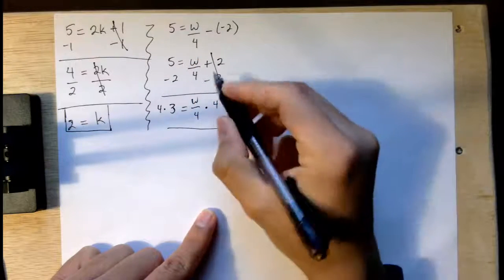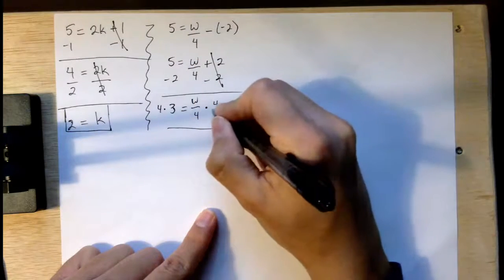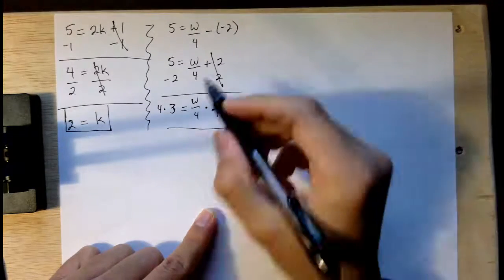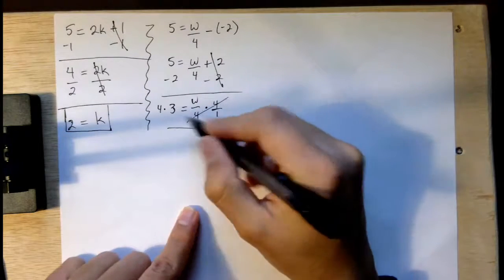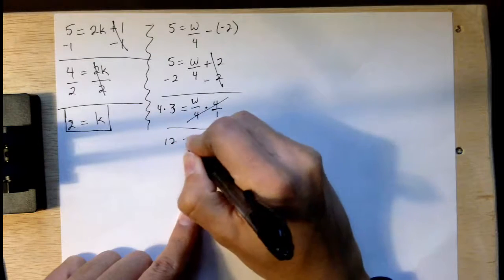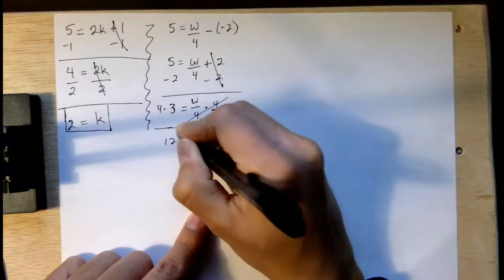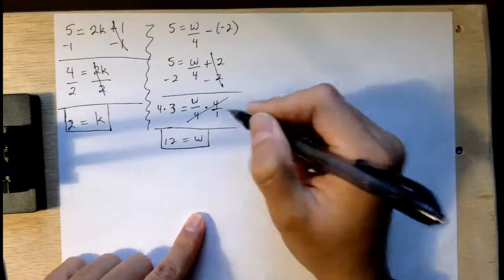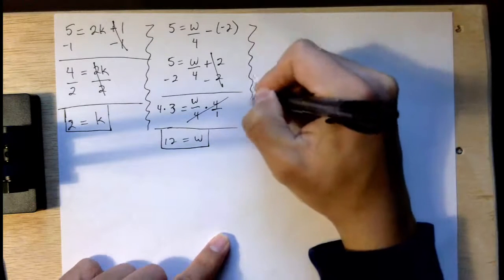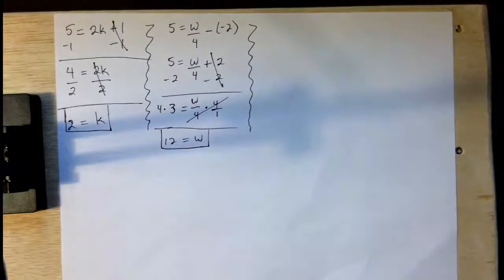Okay. These 4's will cancel. If you want to write down the 1, it will help. But again, you don't have to. You're left with 12 is equal to w. Okay. So far, so good.